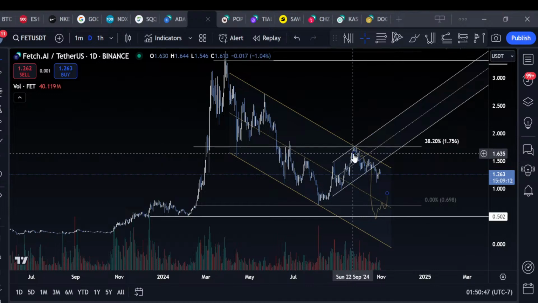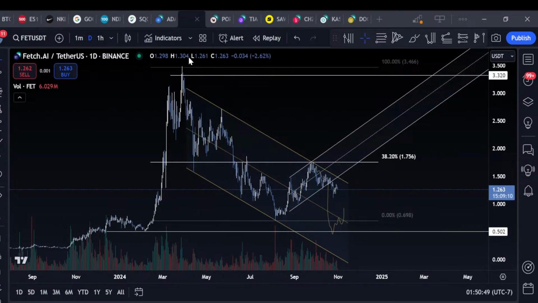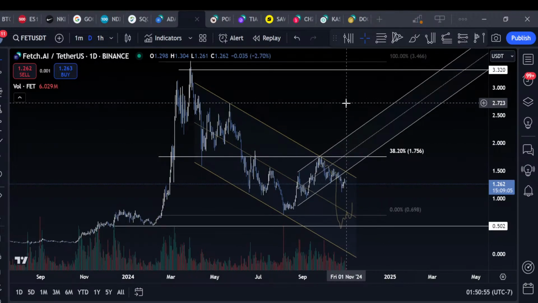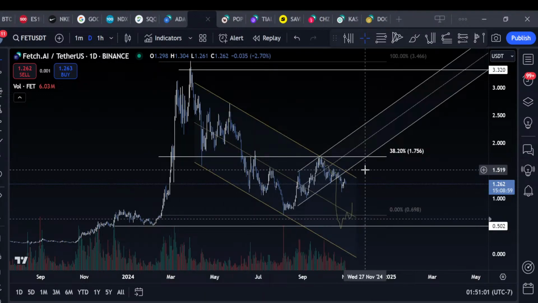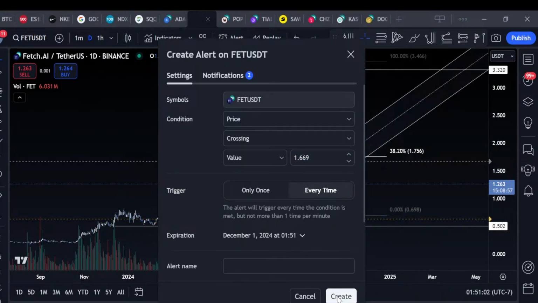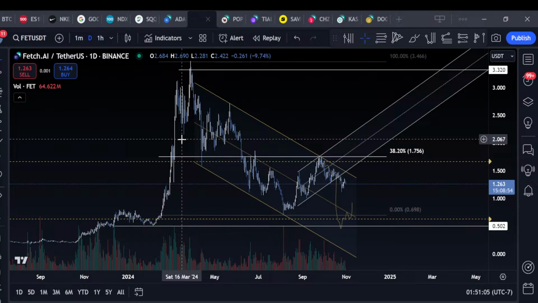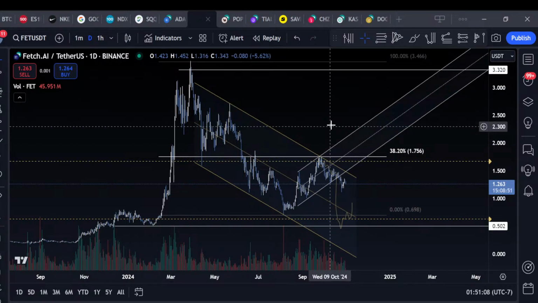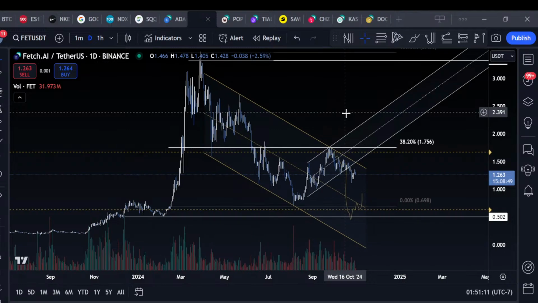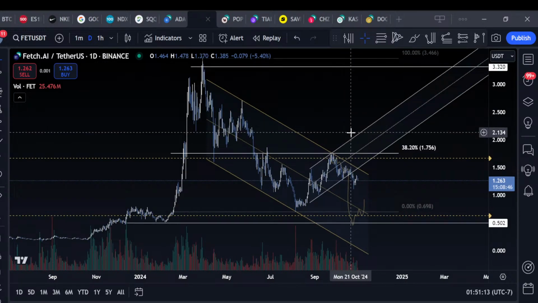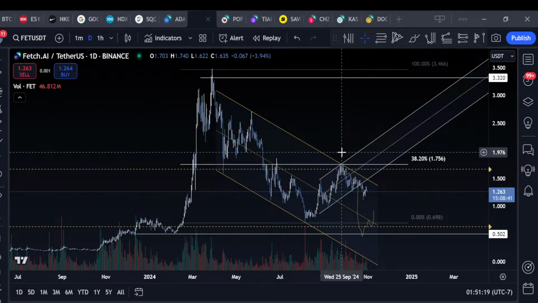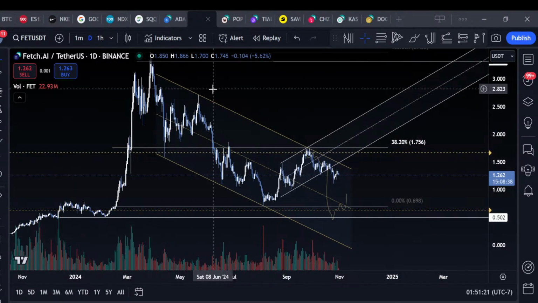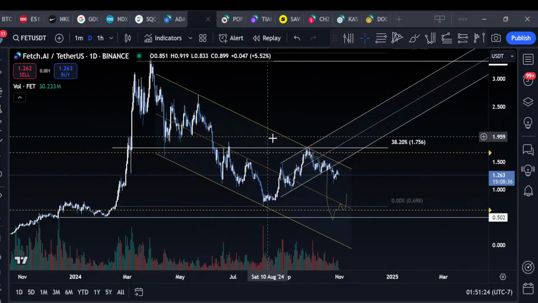I posted this here, by the way, the 382. So major resistance here, 382, descending channel for FET. And I'm a little bit confused why all my alerts are gone here. But anyways, the comments on that again, like, LOL, why not post a bullish idea? LOL, always looking for... I'm not always looking for anything. I'm just saying this is critical resistance.